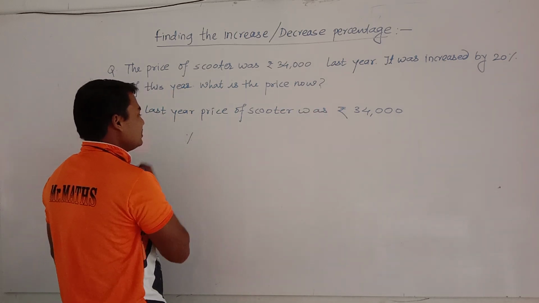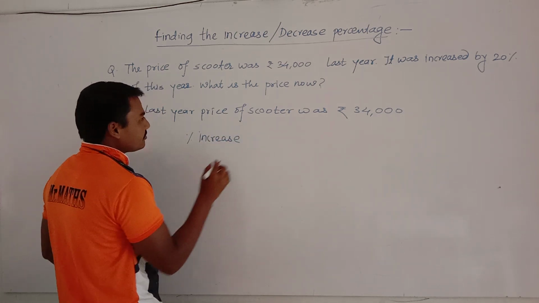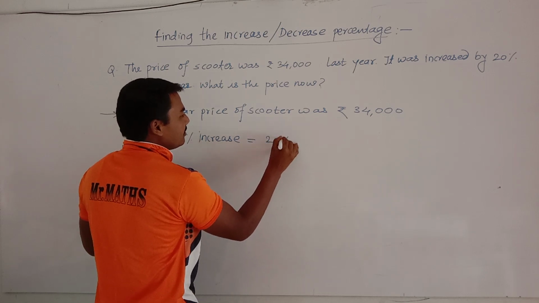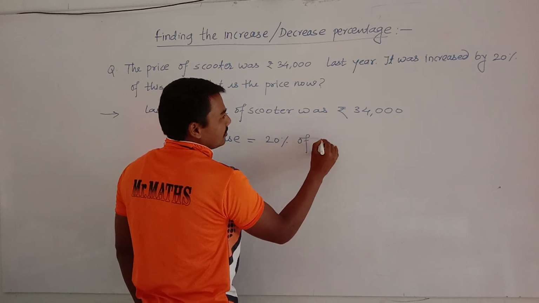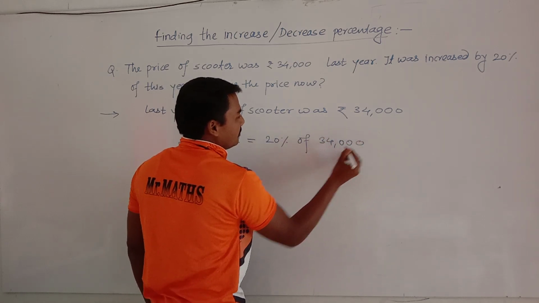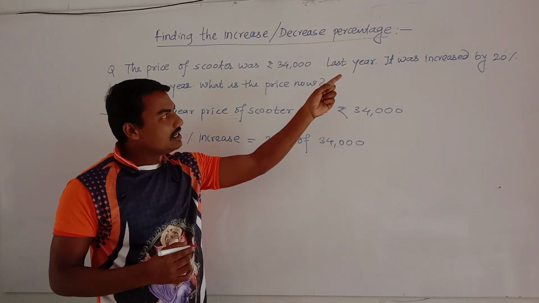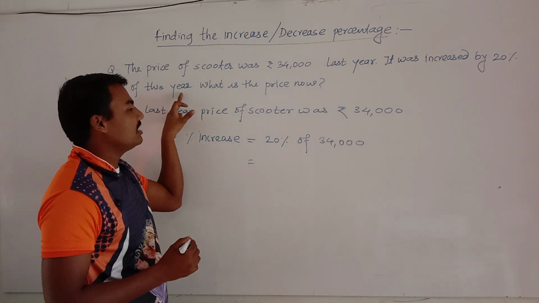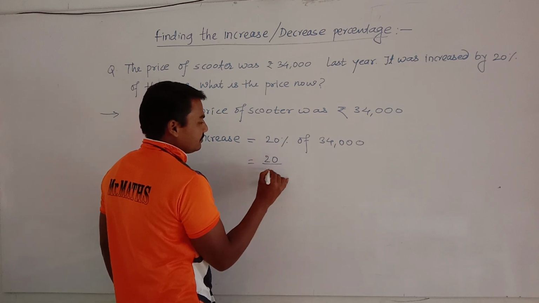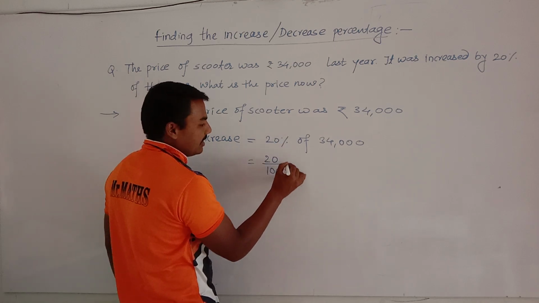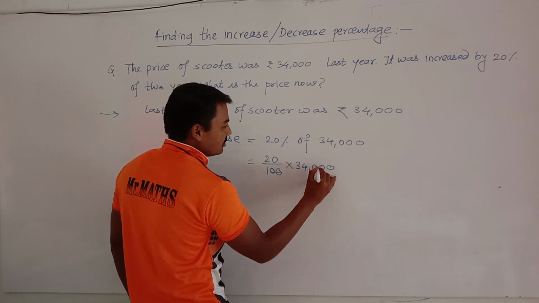Percent increased is equal to 20% of this original price, of 34,000. They have given it was increased by 20% this year, so 20% of the original price. By definition, 20 percent is 20 by 100 into 34,000. Two zeros, these two zeros cancel.